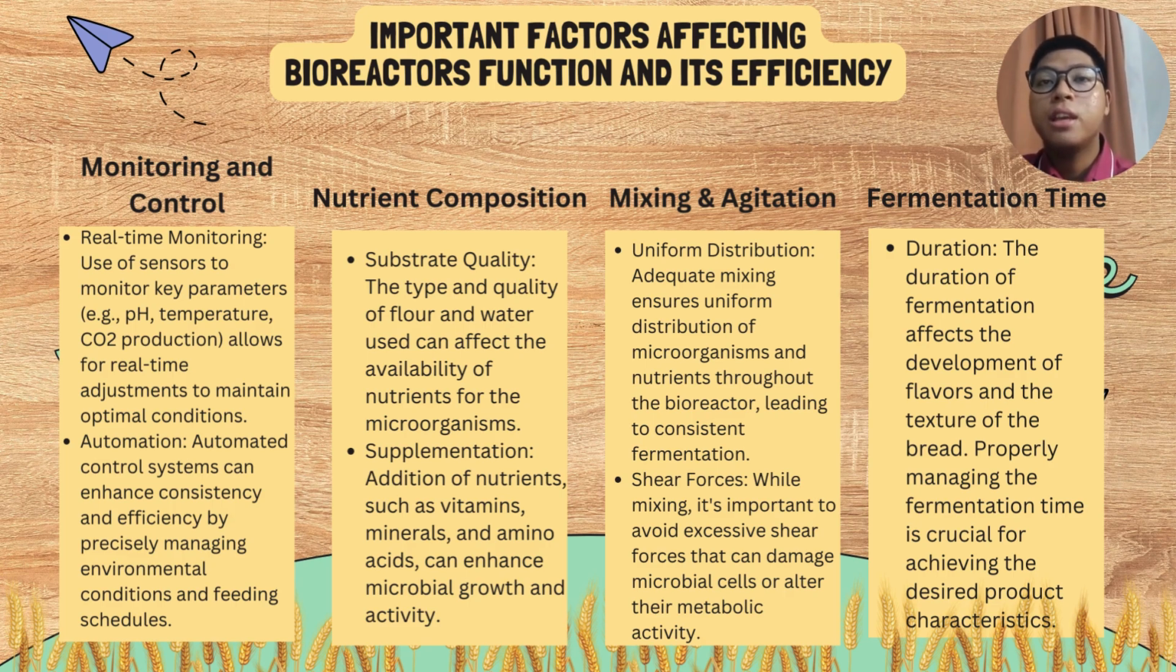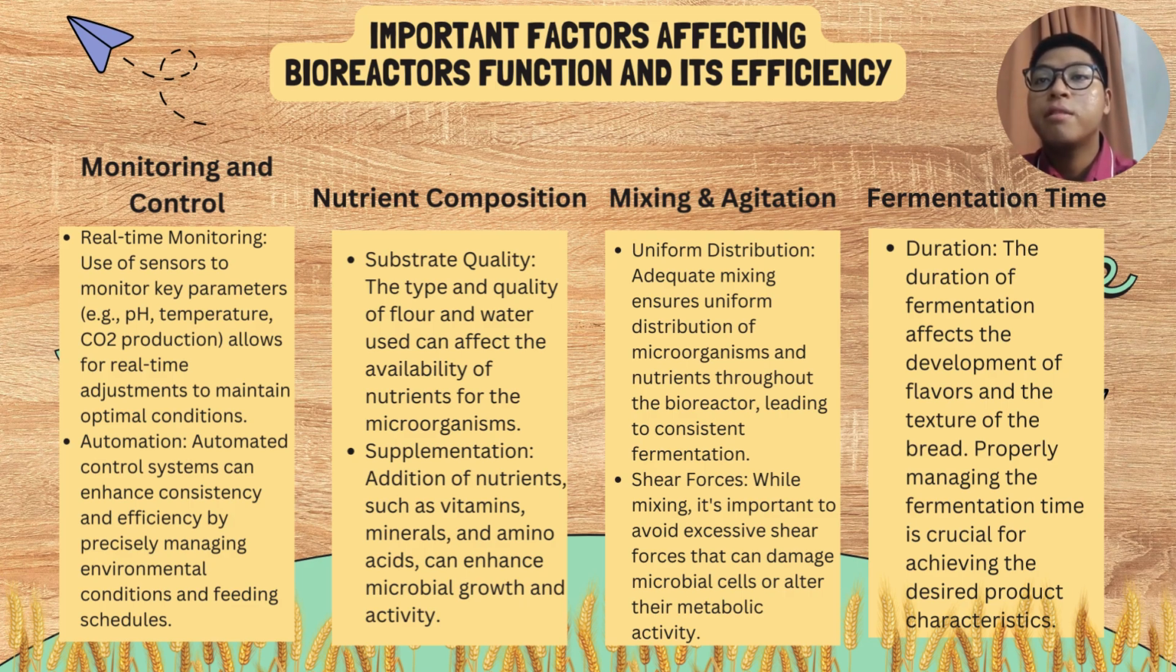So the next factor is nutrient composition, which is substrate quality and supplementation. For substrate quality, the type and quality of flour and water used can affect the availability of nutrients for the microorganisms. For supplementation, addition of nutrients such as vitamins, minerals, amino acids can enhance microbial growth and activity.